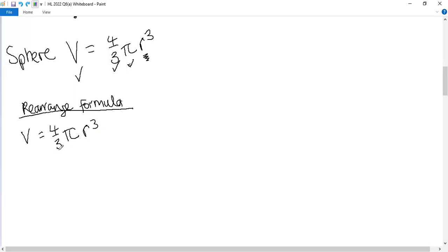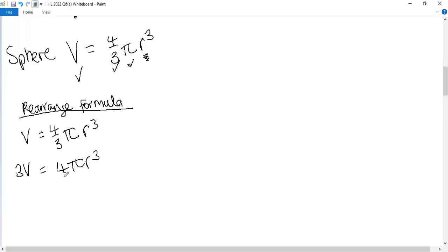So over here, we've got a 3 and it's dividing 3 over here. So when it goes to the other side, it'd be multiplying. Or the other way of thinking about that in terms of algebra is that we're multiplying both sides by 3. So if I multiply this side by 3, I get 3v equals 4 pi r cubed. And the 3 is gone from here because if I do 3 times 4 divided by 3, I'm going to end up with 4, if that makes sense.